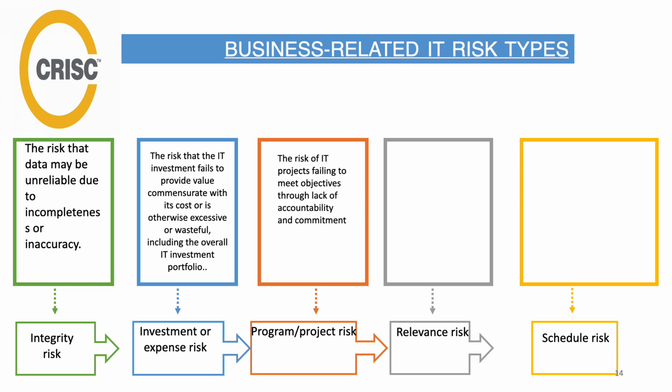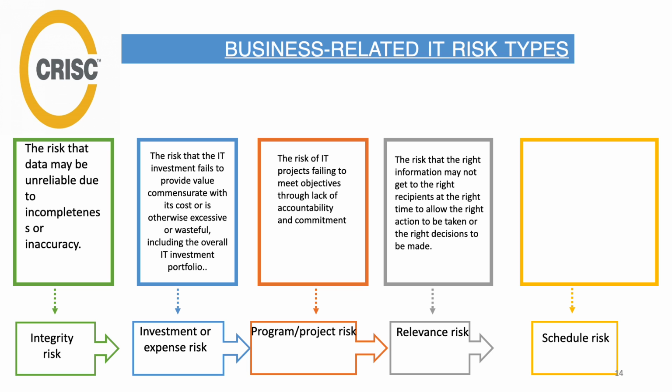Next, program and project risk. In this, it is defined as the risk of IT projects failing to meet objectives through lack of accountability and commitment. The danger of IT plans falling short of meeting aims over the lack of accountability and commitment, right? And the program risk management and the project risk management are methods by which the total risk of the program or project is identified, quantified, and managed. Next in the line is the relevance risk.